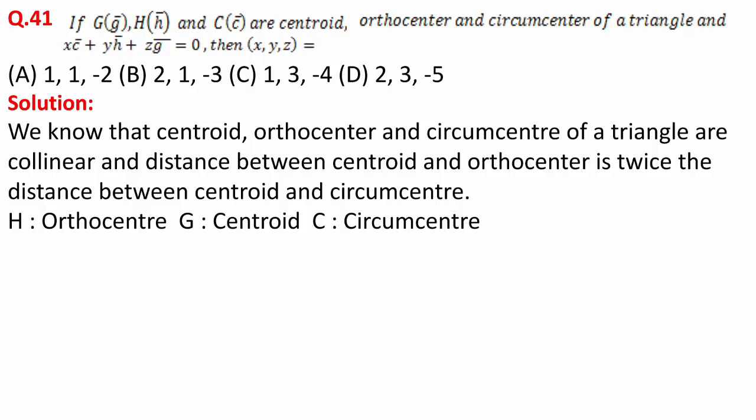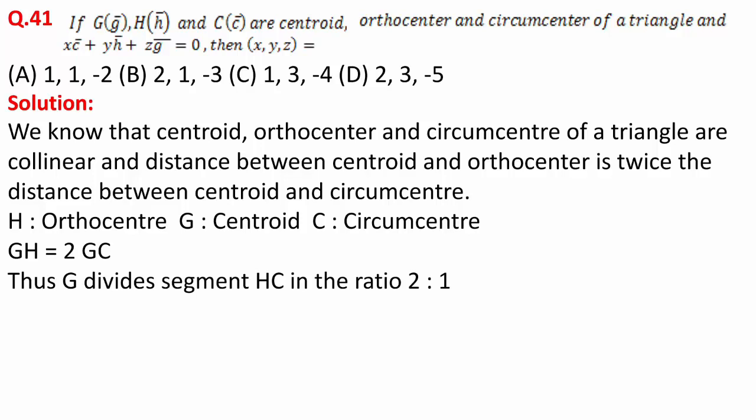Let H be the orthocenter, G the centroid, and C the circumcenter. Then GH equals 2GC. Thus G divides the segment HC in the ratio 2:1. Therefore G bar equals (2C plus H) divided by 3, by the centroid formula.